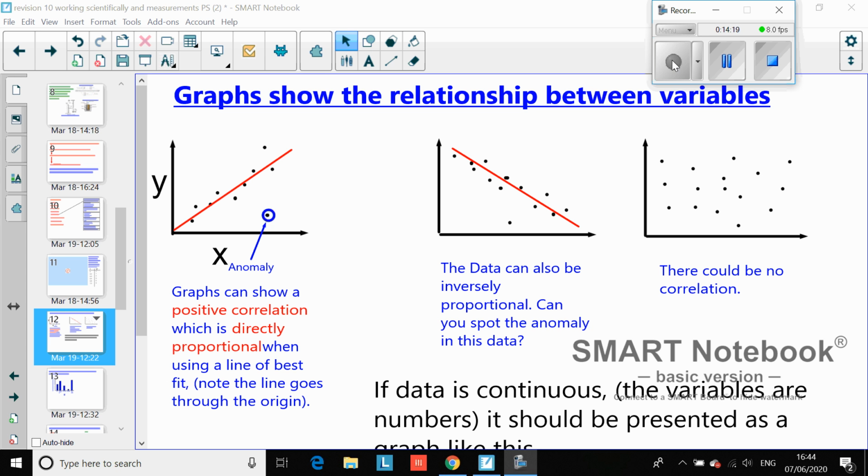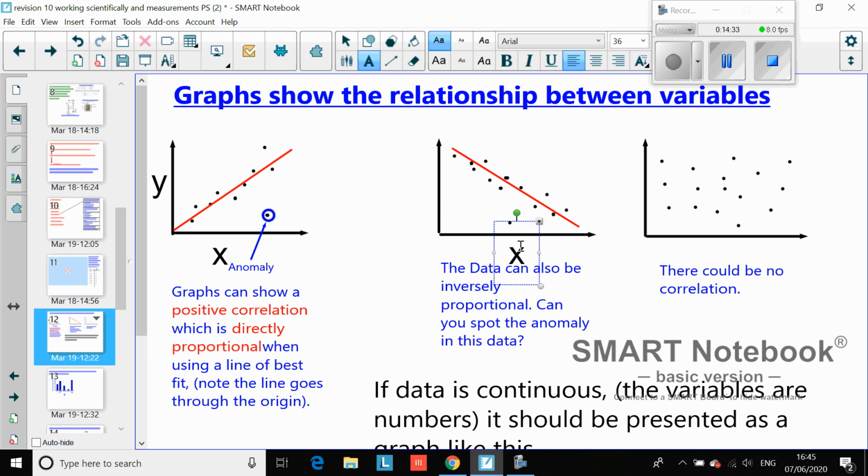Okay, welcome back. So graphs can tell us other things as well. So this is called inversely proportional. Okay, now as you can see, it's a straight line, but means something slightly different. So there's X and Y.